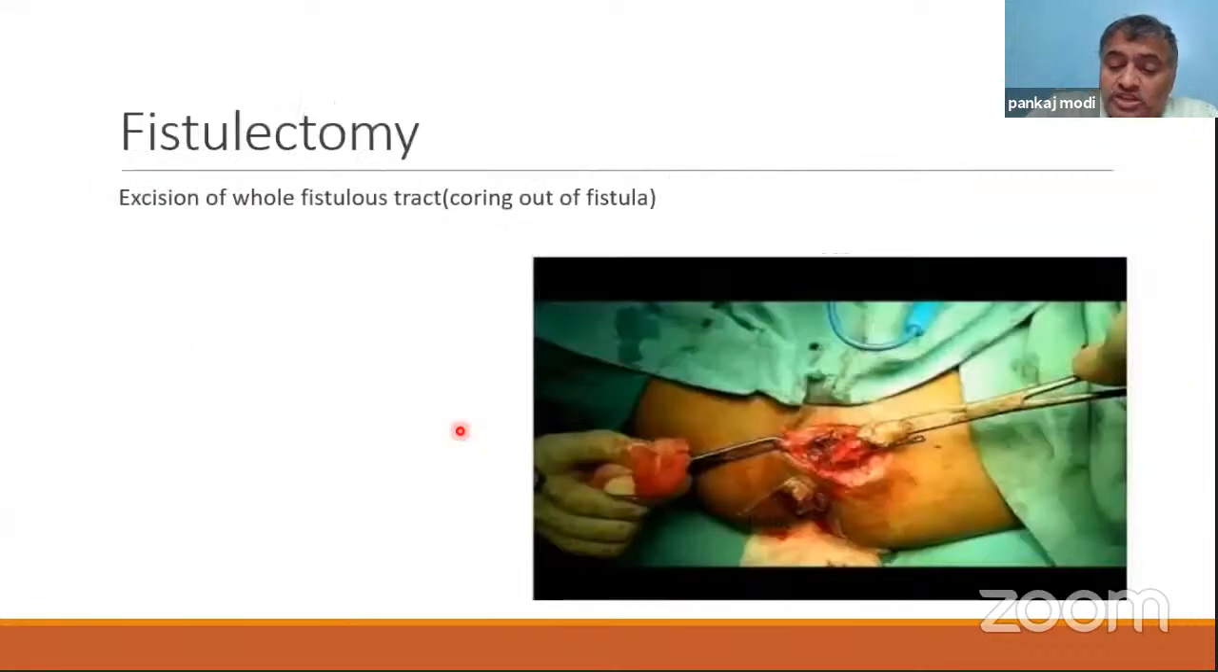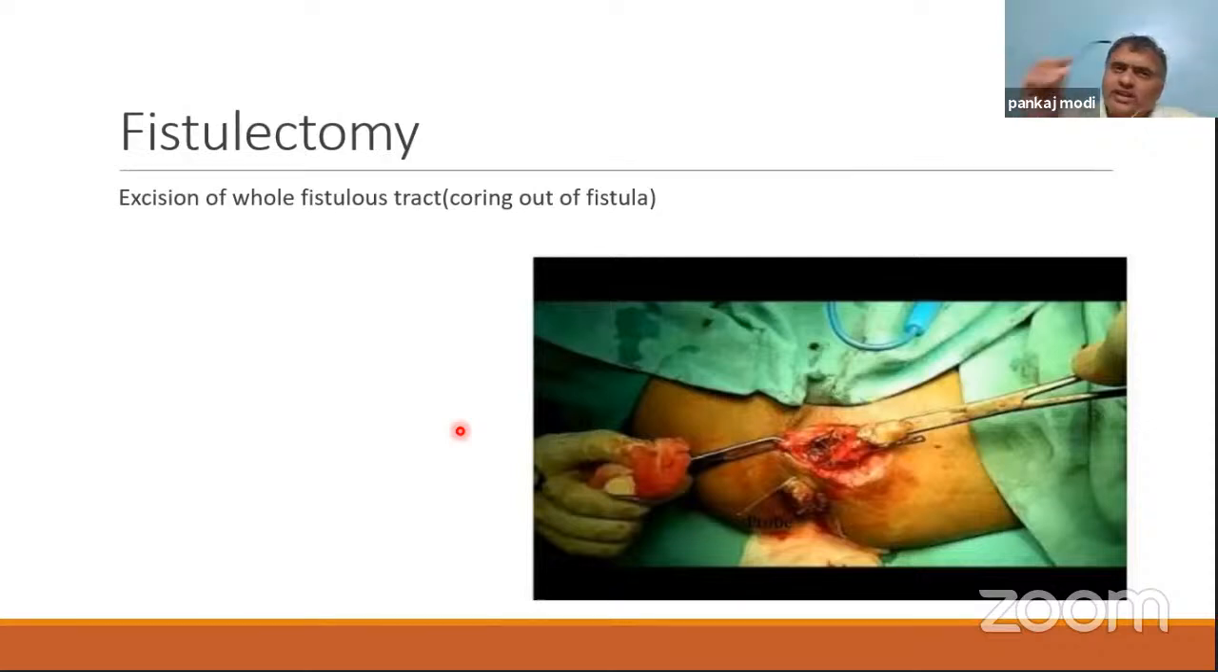Go back. Fistulectomy. What is fistulectomy? Fistulectomy involves excision of the entire tract. So, entire tract. How do you do it? After insertion of the probe, we have to dissect circumferentially around the probe.